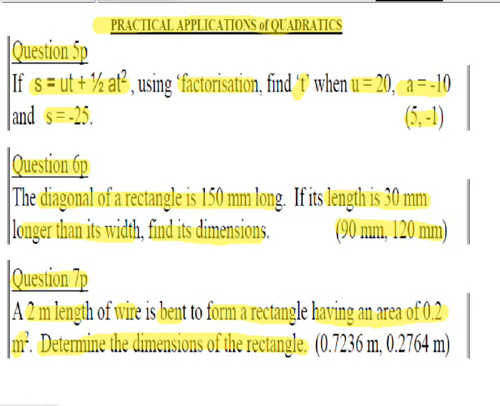So quite a thought-provoking question there, but I encourage you to attempt it, and the answers again are shown in the brackets on the right hand side. The full work solution for question 7p is shown on the following slides for your reference.